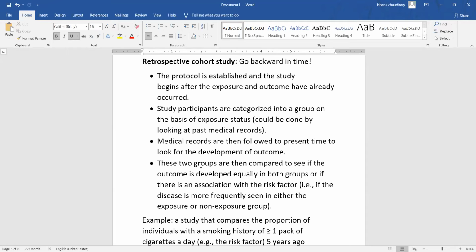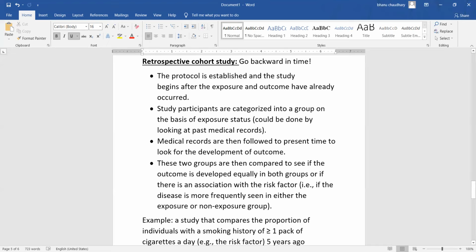For example, you could look back in the medical records of the patients. Let's say you're in 2020 and you want to assess the association between smoking and lung cancer. So you will go back in time to 2008 or 2010 and look at the medical records of all the patients that you have selected. You have selected a certain cohort, and in these cohorts you will go backward in the medical records, let's say to 2010, and on the basis of these 2010 medical records you will check whether they have the exposure status or not.